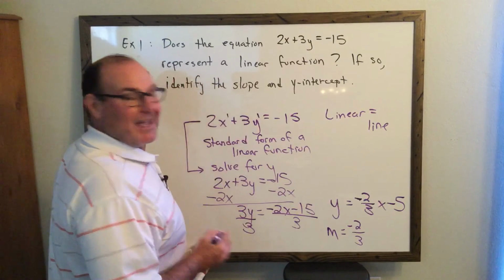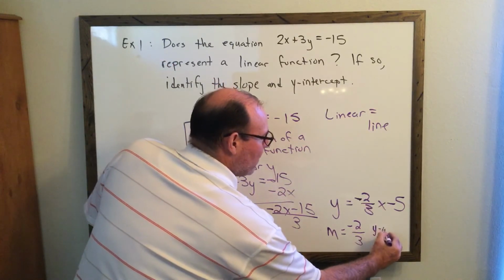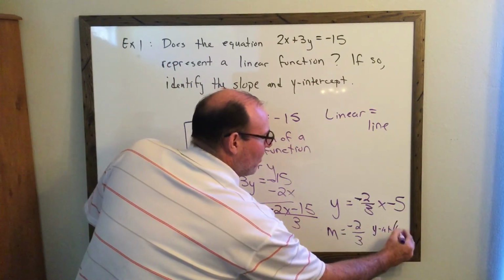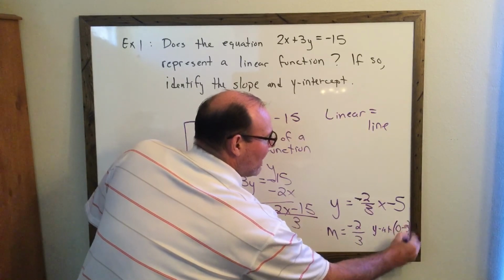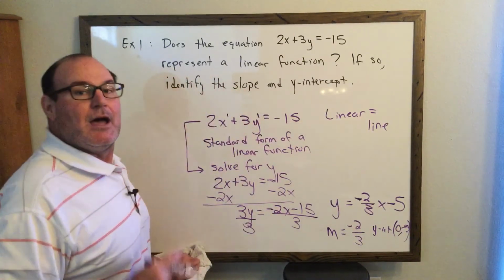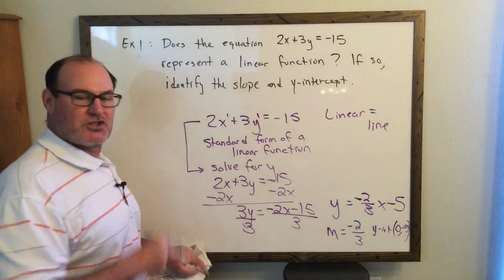And then what's my y-intercept? The y-intercept is always this number, and I'm going to write it as a point, 0, negative 5. Sorry, got a little crunch there. It's a linear function. There's your slope and y-intercept.